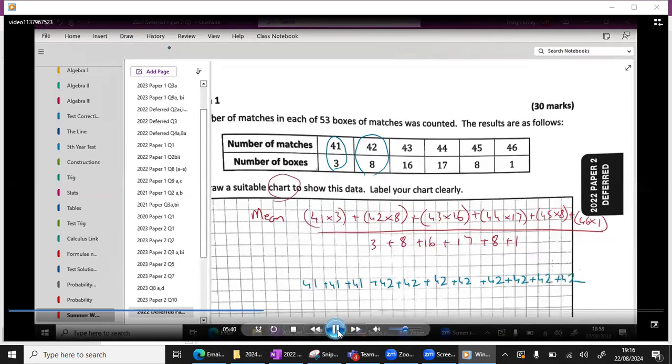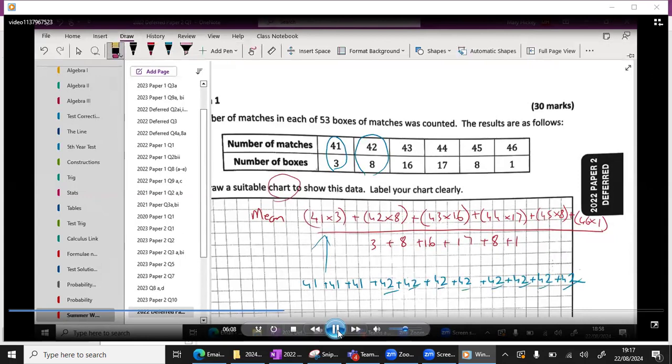Now, as you can see, I hope I've made my point, this isn't really something we want to be doing, having all these numbers, massive long lines. So that's why it's 41 times 3, because you're saying 41 is there 3 times. 42 is there 8 times. So instead of writing 42, 42, 42, 42, 42, 42, 42, 42, we're doing 42 times 8, and we continue and so on. So that is why it is what it is.